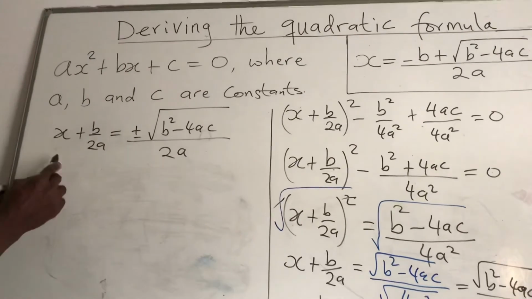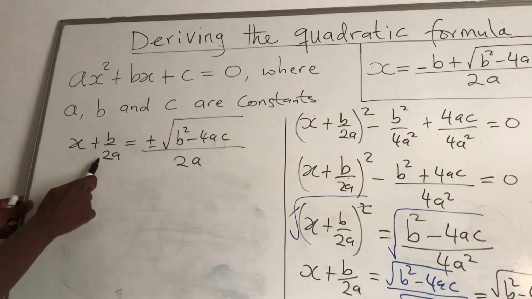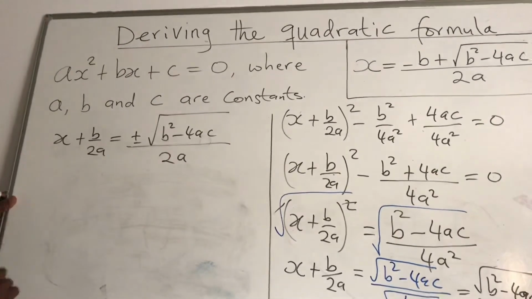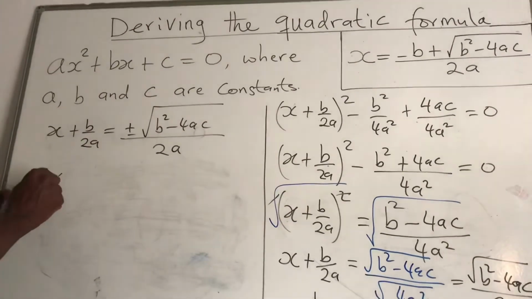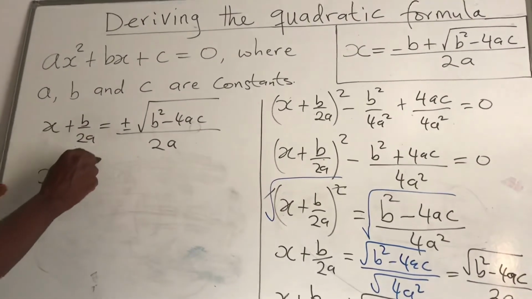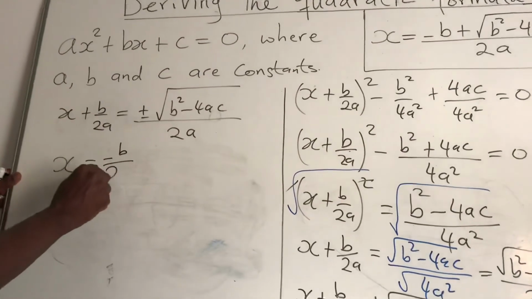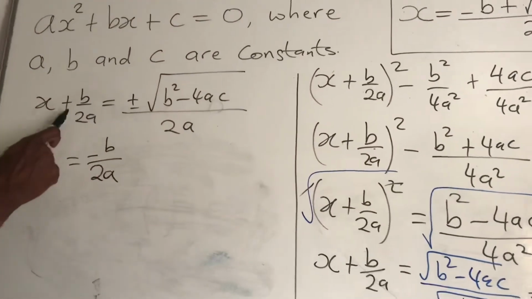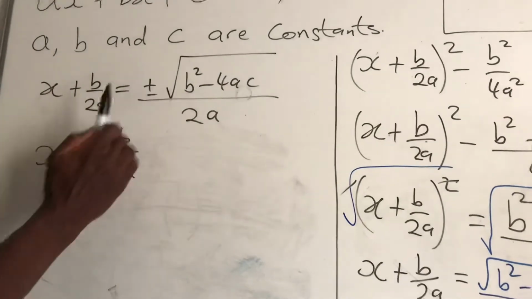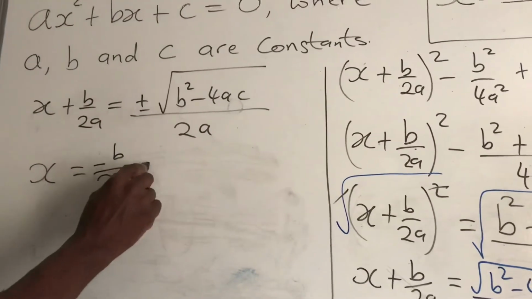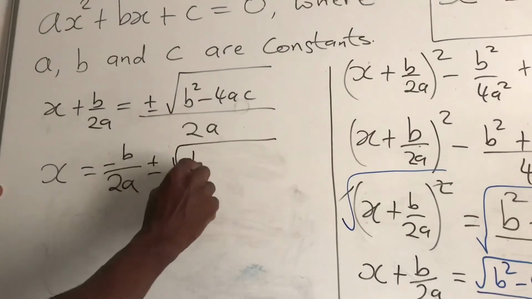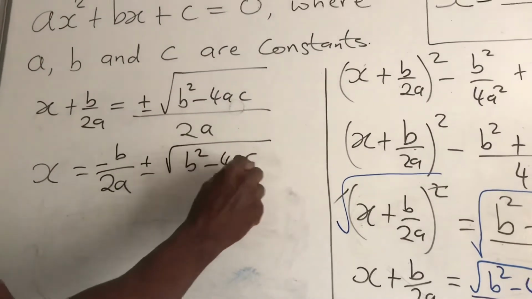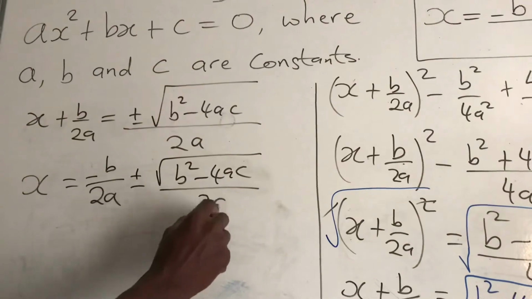So all we have to do now is to subtract b over 2a from both sides of the equation. If we subtract b over 2a from here, we are then left with x equals minus b over 2a, because we subtract b over 2a from here and we subtract from here as well. Then we have our plus or minus the square root of b squared minus 4ac also over 2a.